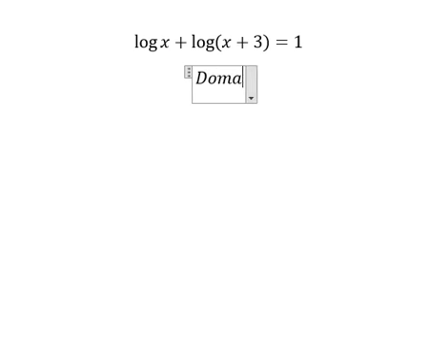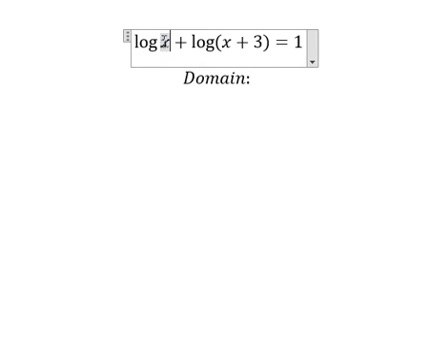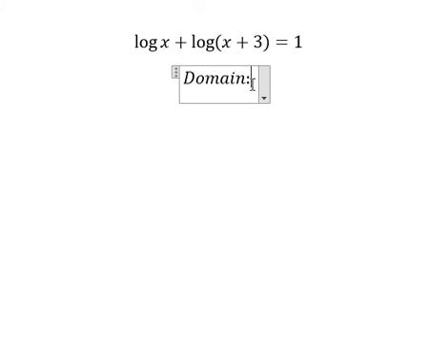First, we need to put about the domain in here. We know that this one should be greater than number 0, and this one should be greater than number 0. So in this case, I will put about x is greater than number 0.